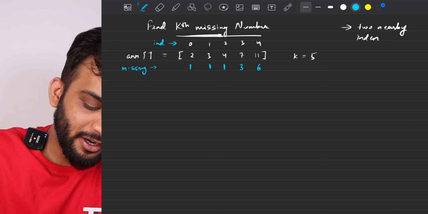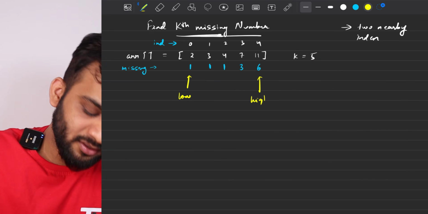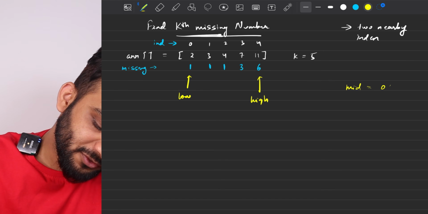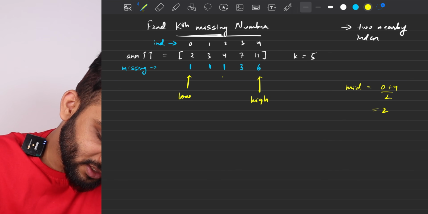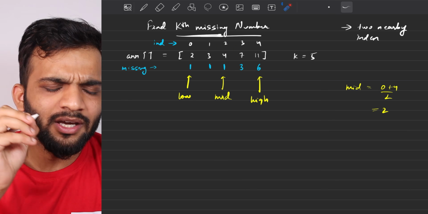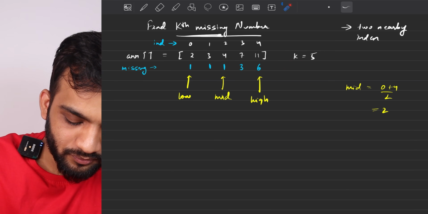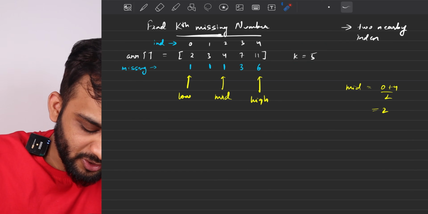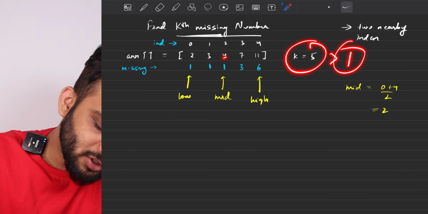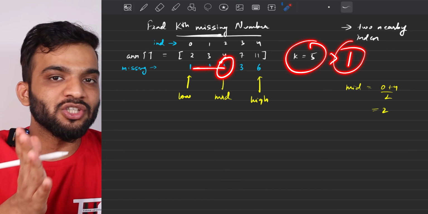I can. What I'll do is, I'll take the low pointer to be at the 0th index. I'll take the high pointer to be at the last index, right? So what will be my first mid? Mid will be 0 plus 4 by 2, which is the 2nd index. So mid will be pointing to this place, which is the 2nd index. And over here, we notice that the number of missing numbers is 1. What am I looking for? I'm looking for the 5th missing number. So I know that this one can be eliminated because 5 is greater than this missing number. I'm looking for the 5th missing number and 5 is greater than 1. So the left portion can be eliminated.